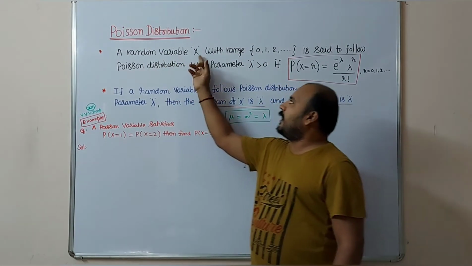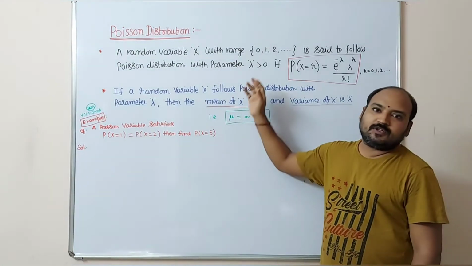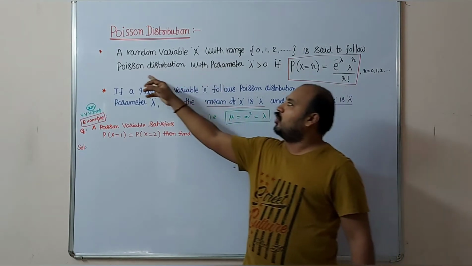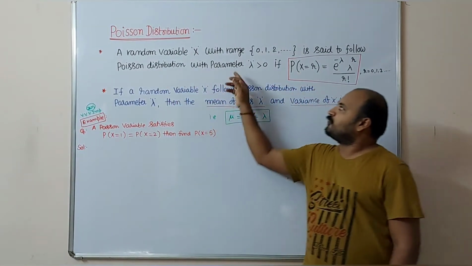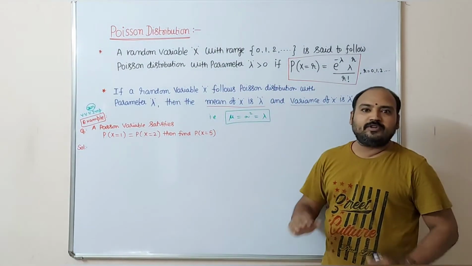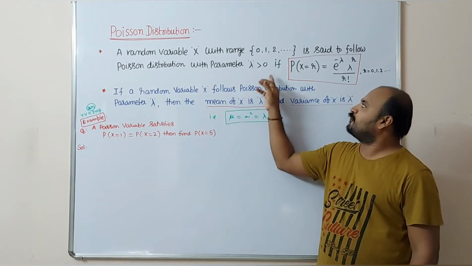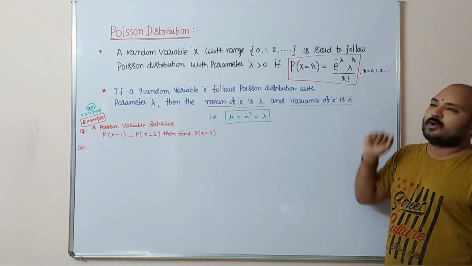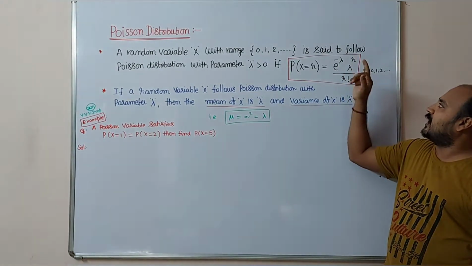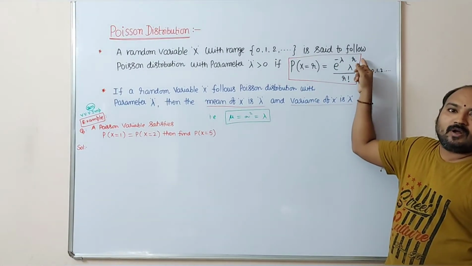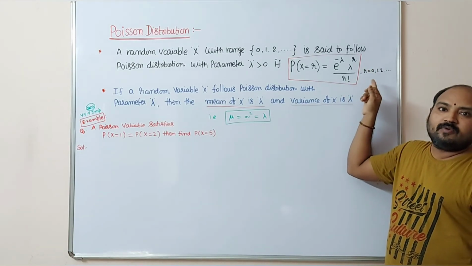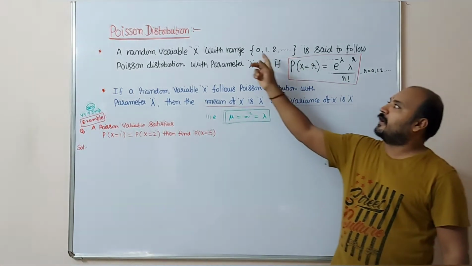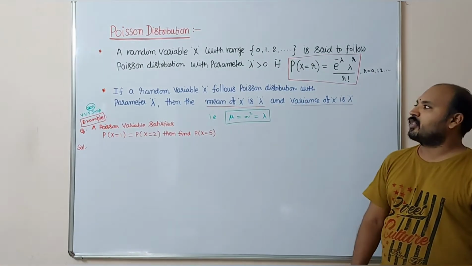A random variable x with range 0, 1, 2, 3 and so on is said to follow Poisson distribution with parameter lambda, which is always greater than 0, if P of x equal to r is equal to e power minus lambda into lambda power r by r factorial, where r equals 0, 1, 2, 3 and so on. That is called the range of the random variable.